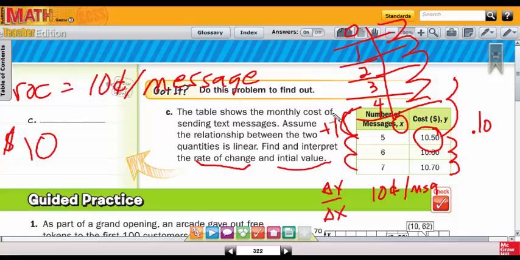Now if we go back to our original statement, the table shows the monthly cost of sending text messages. So $10 is our upfront fee, or $10 per month. We pay $10 per month plus 10 cents per message.